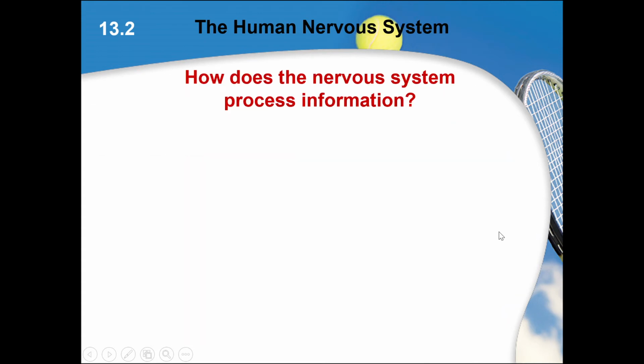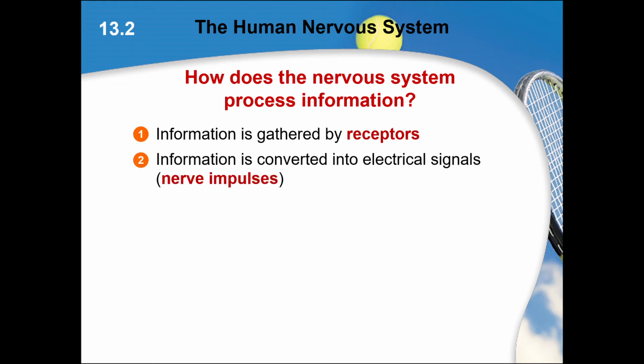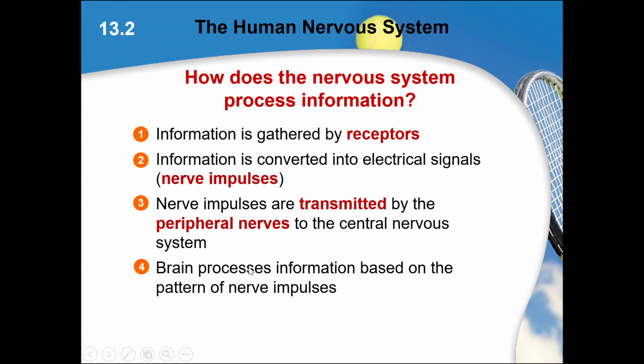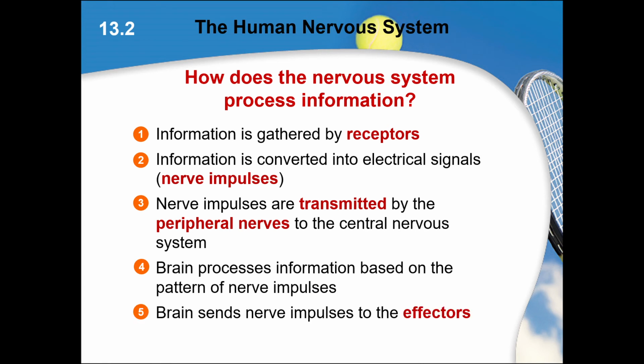So how does the nervous system actually process information? First we have the receptors, such as your thermoreceptors on your skin, that gather the information and the stimulus. The information is then converted into electrical signals, and these are known as nerve impulses. They transmit the nerve impulses down the peripheral nerves, which are like sensory neurons, an example of a peripheral nerve, to the central nervous system. Then the brain will process this information based on the pattern of the nerve impulses that you receive. Then the brain sends the nerve impulse to the effectors to carry out the action.